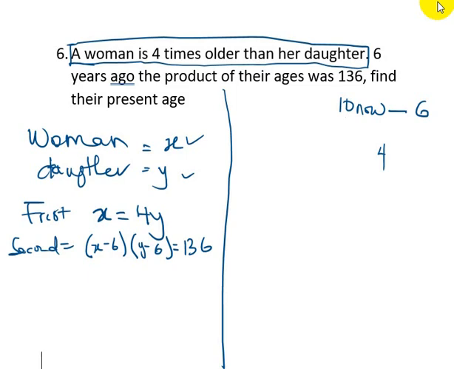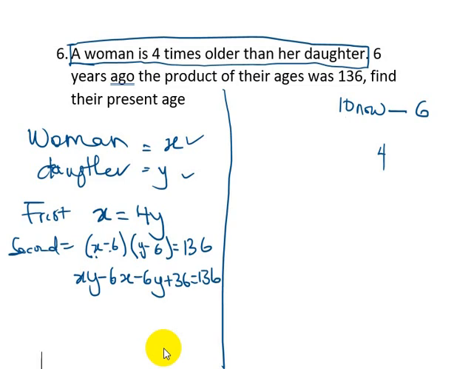We will multiply through to simplify the second. So we are on the second one. This multiplied by this is xy. Then this multiplied by that is going to give us minus 6x. Then this multiplied by this will give me minus 6y. Then plus 36 being equal to 136. I hope it is clear.